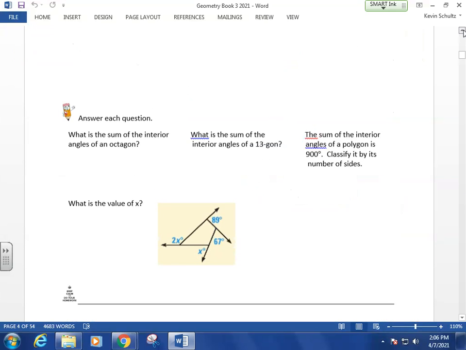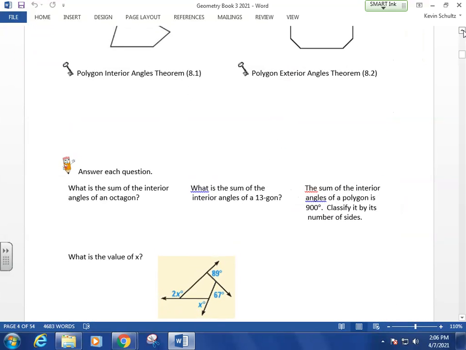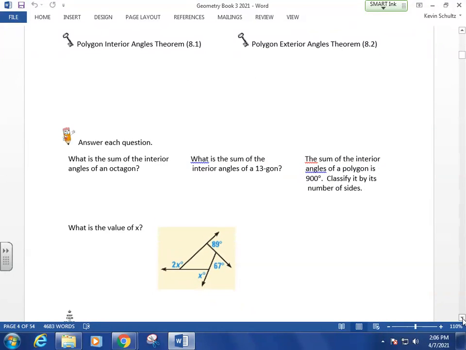All right, next up, we have two theorems. The polygon interior angles theorem and the polygon exterior angles theorem. What is the sum of the interior angles of a triangle? You should know this off the top of your head after 5 months of dealing nothing but triangles. 180. How about a four-sided figure? Anybody know what the sum of the interior angles is of a four-sided figure? 360, right? Square rectangles have four right angles, 360.